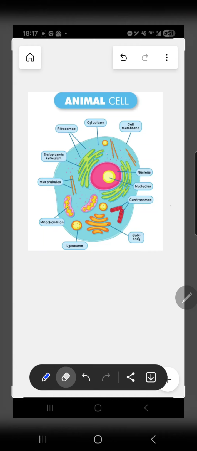In my previous video, I talked about the differences between prokaryotic and eukaryotic cell types. And if you have seen that video till the end, you must now know that the example for a prokaryotic cell is a bacterial cell, and for a eukaryotic cell, the example is a plant cell and an animal cell.